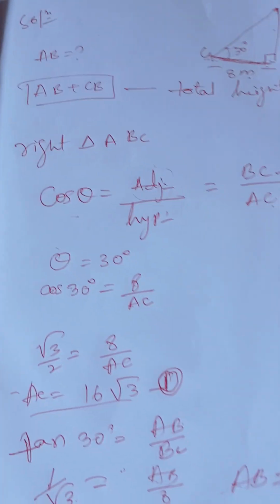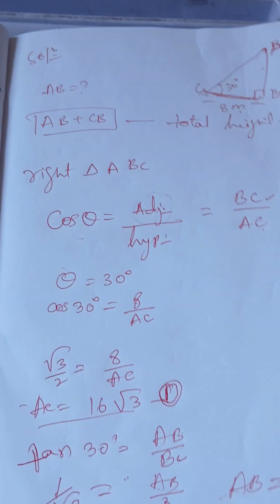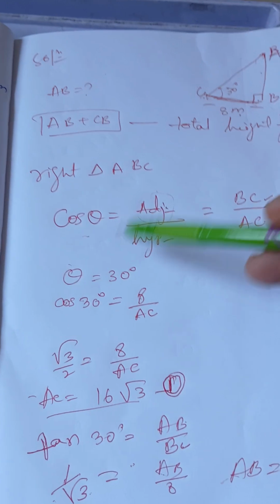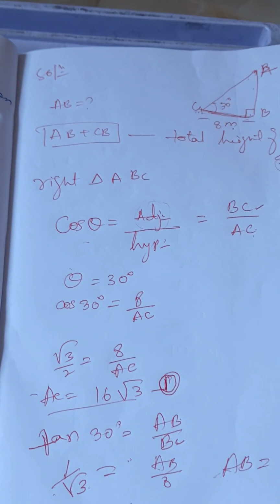So first we will consider the right triangle. Here there is a right triangle. So we will consider this right triangle ABC. So here it says that you can use the trigonometric ratio cos theta.